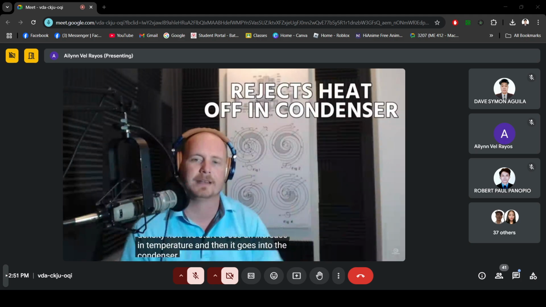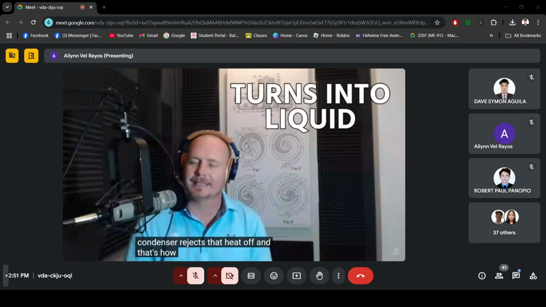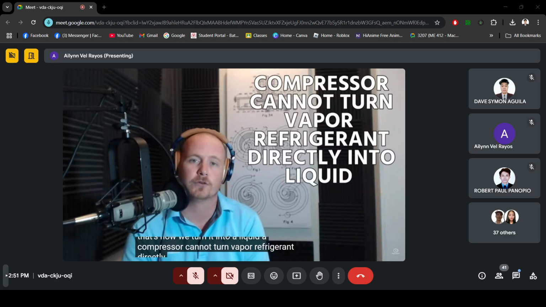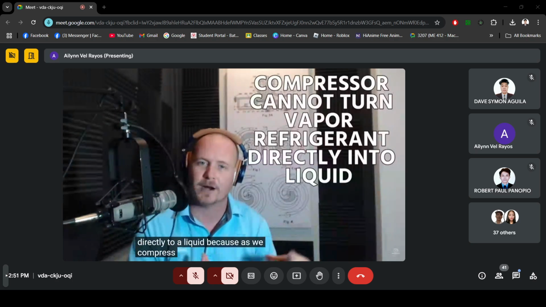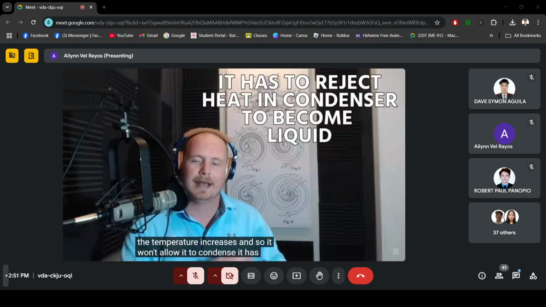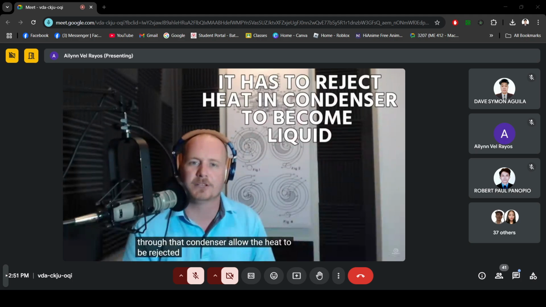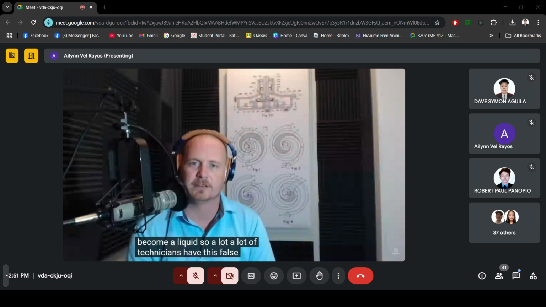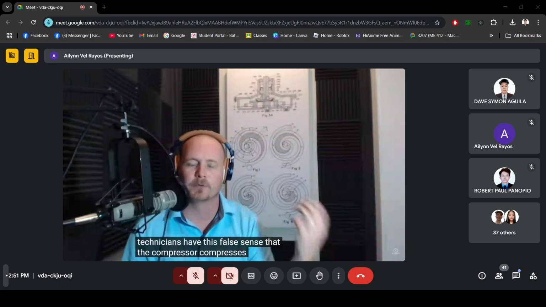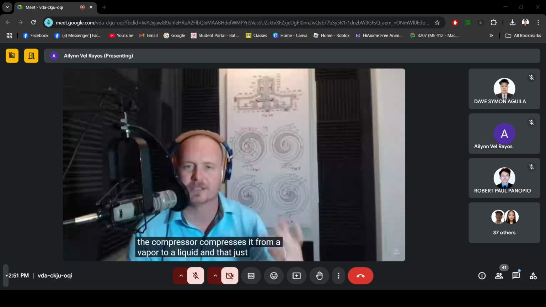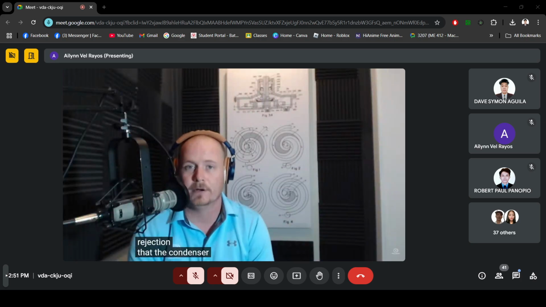And then it goes into the condenser, rejects that heat off, and that's how we turn it into a liquid. A compressor cannot turn vapor refrigerant directly to a liquid, because as we compress, the temperature increases, and so it won't allow it to condense. It has to go through that condenser, allow the heat to be rejected before it can actually become a liquid. A lot of technicians have this false sense that the compressor compresses liquid, and that just isn't possible without having that heat rejection that the condenser provides.